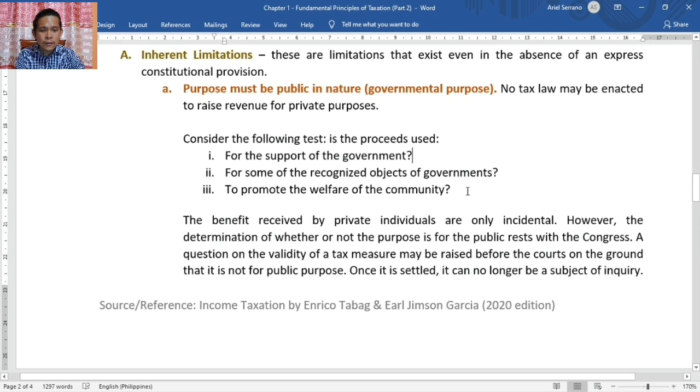Now, the third, is it to promote the welfare of the community? Because if the answer is yes, the purpose is public. If the answer is no to these three, it serves a private purpose. And we always have to remember that it must be for the government purpose. The public benefits from the taxes paid by the public as well.